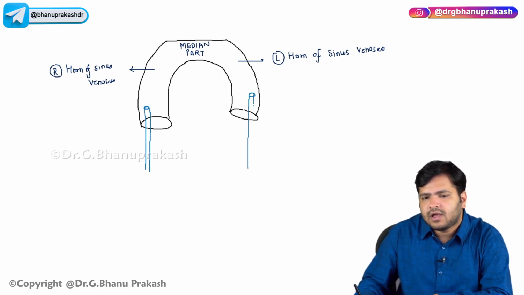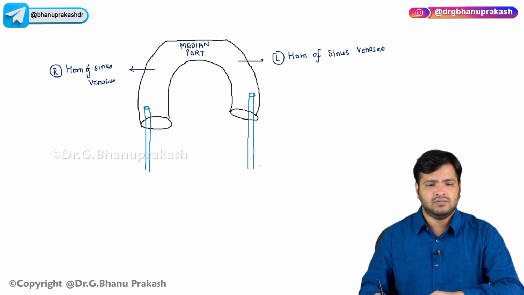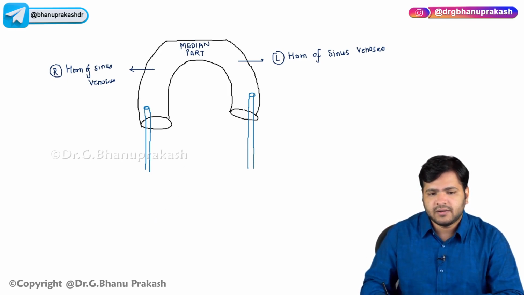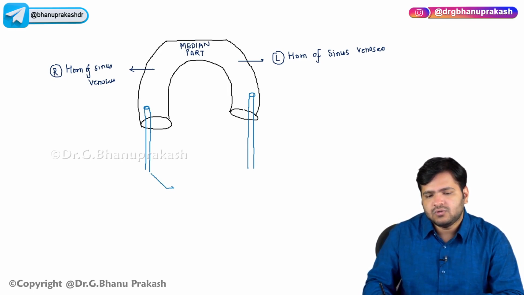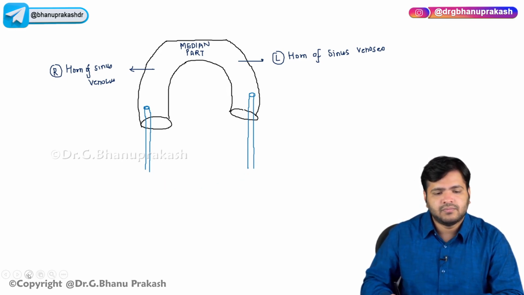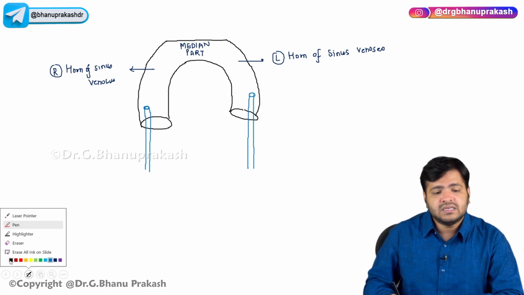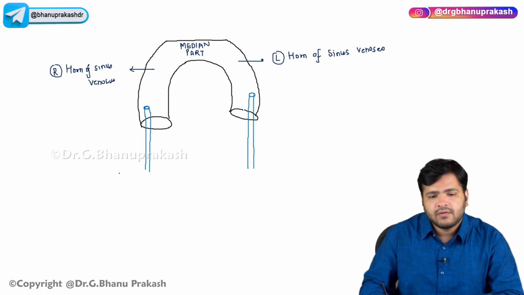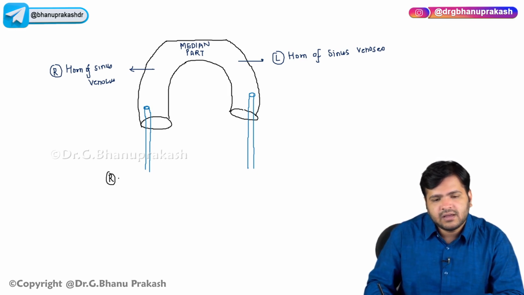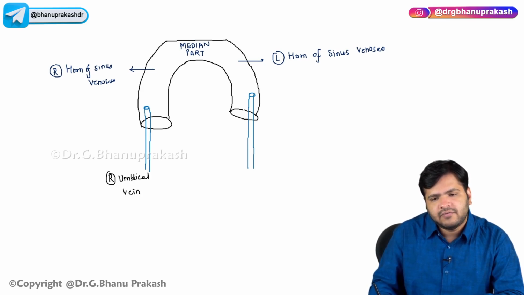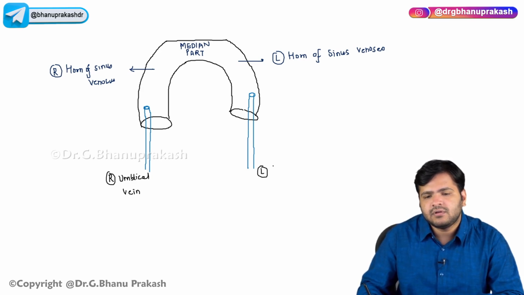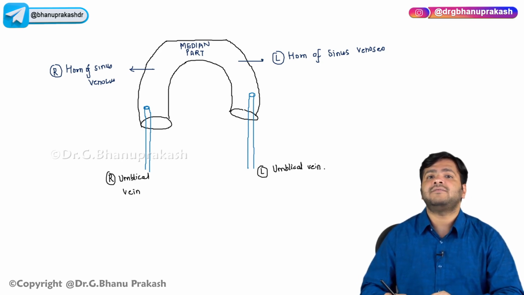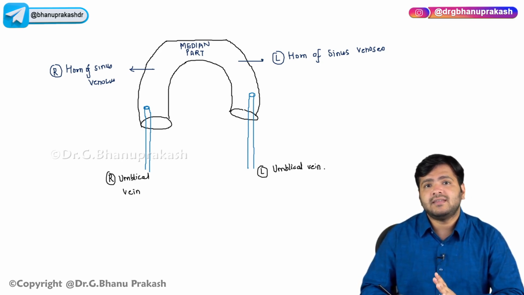Okay, we have this left umbilical vein on the left side. So these both are, yeah, we have this right umbilical vein, and we have this left umbilical vein. Now, the right umbilical vein and the left umbilical vein, they both will drain the blood into the right and the left horn respectively.